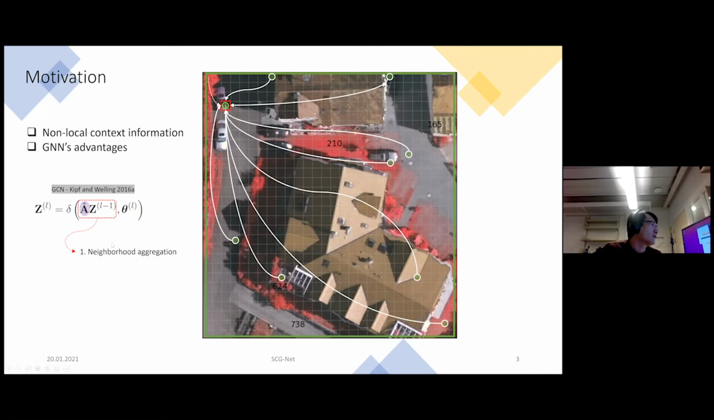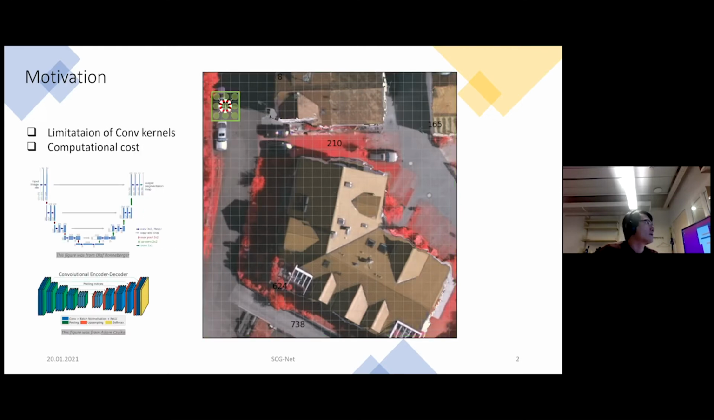Generally, the model can be broken into two steps. One step is called neighborhood aggregation. The second step is called feature updating with neural networks. This way, with only one layer you can effectively aggregate global representations. It's very effective.